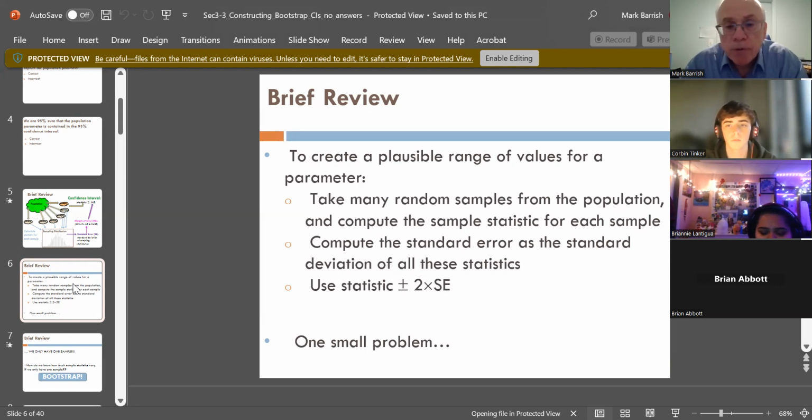We did 12 of those. And then compute the standard error as the standard deviation of all these statistics. And that's what we did in class, right? That's what we did with a calculator. We determined the standard error from the sampling, the standard deviation of the sampling distribution. And it says use the statistic plus or minus 2 standard errors. That's only, of course, for the 95% confidence interval. There could be other ones too.